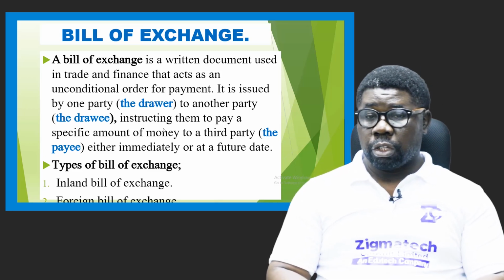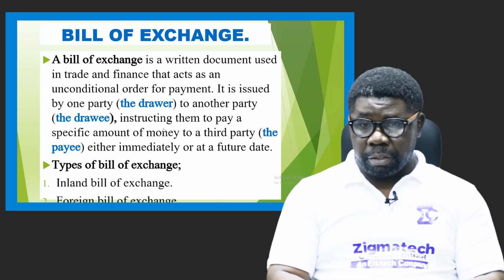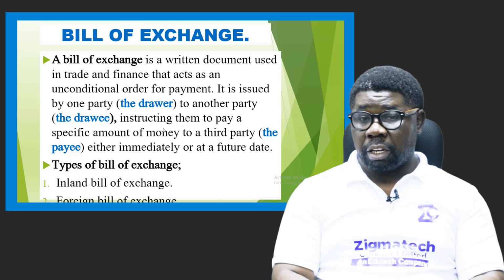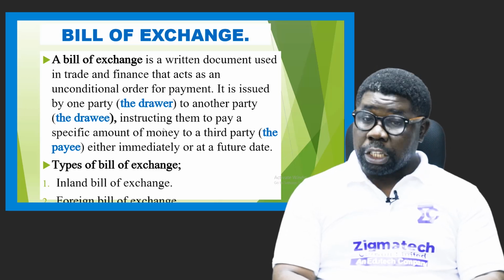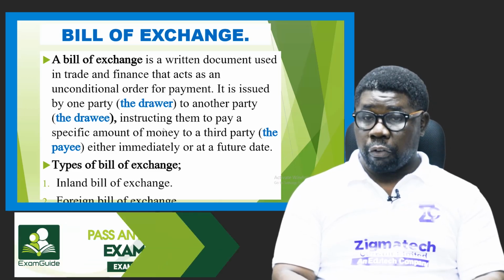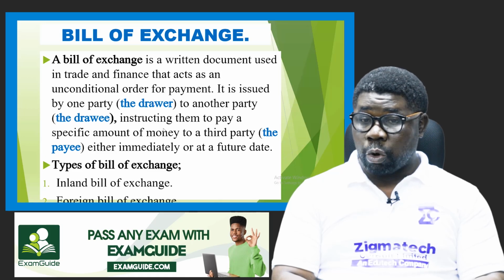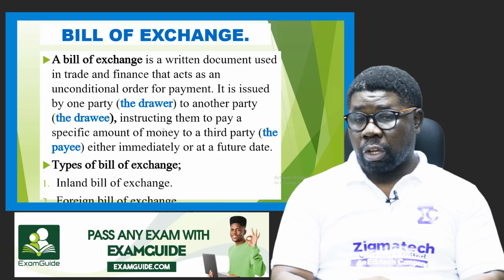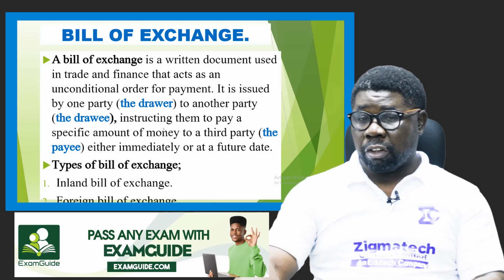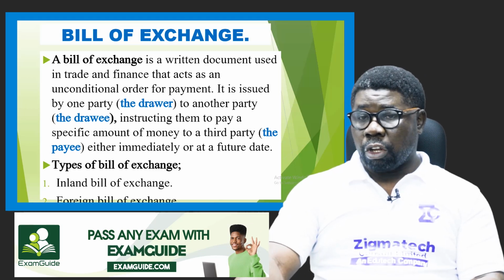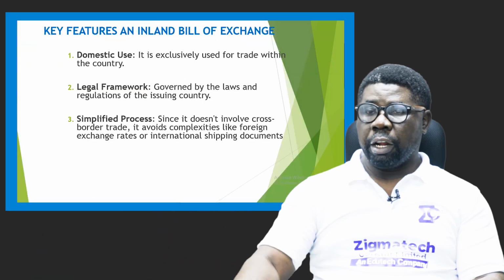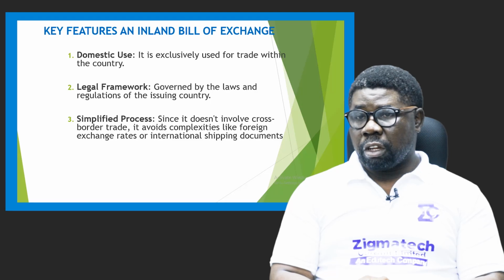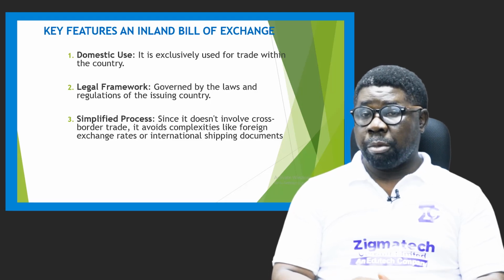One is called the inland bill of exchange. When it's specified like this, it means that this document is used within the country and makes payment within the country. The foreign bill of exchange is used to make payment outside the country. So, key features of an inland bill: what are the things that you can find in it?